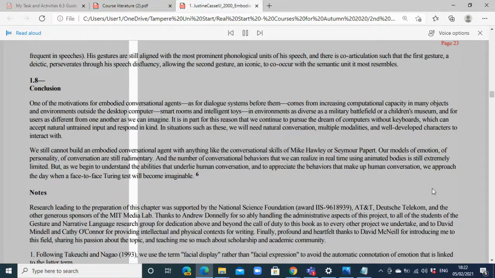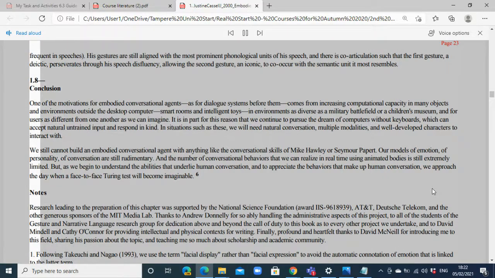frequent in speeches. His gestures are still aligned with the most prominent phonological units of his speech, and there is co-articulation such that the first gesture, a deictic, perseverates through his speech disfluency, allowing the second gesture, an iconic, to co-occur with the semantic unit it most resembles.